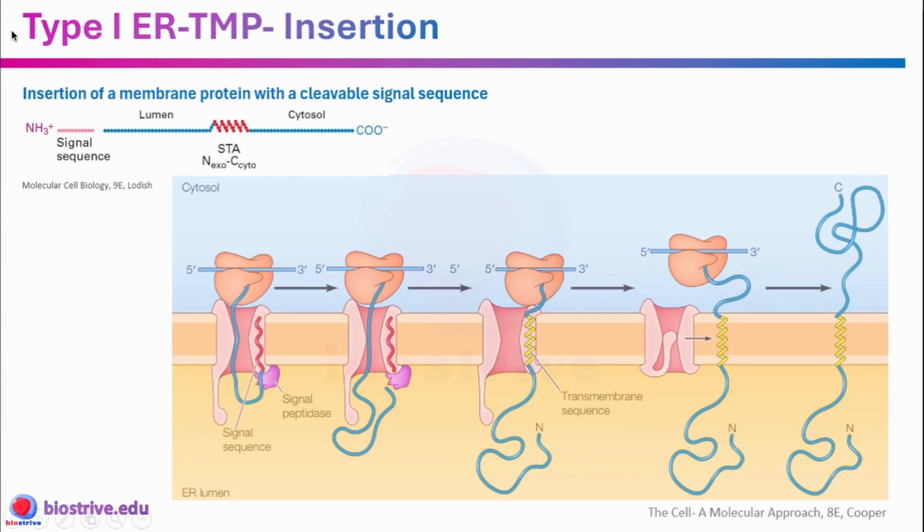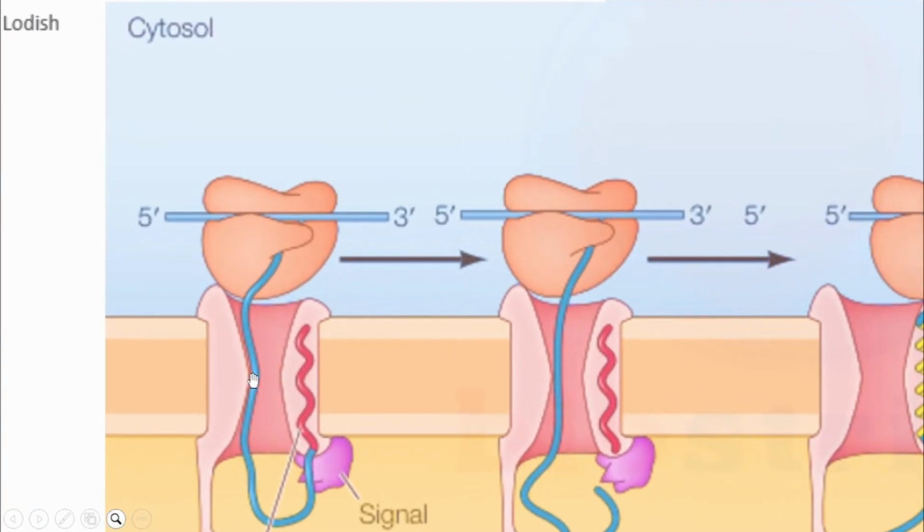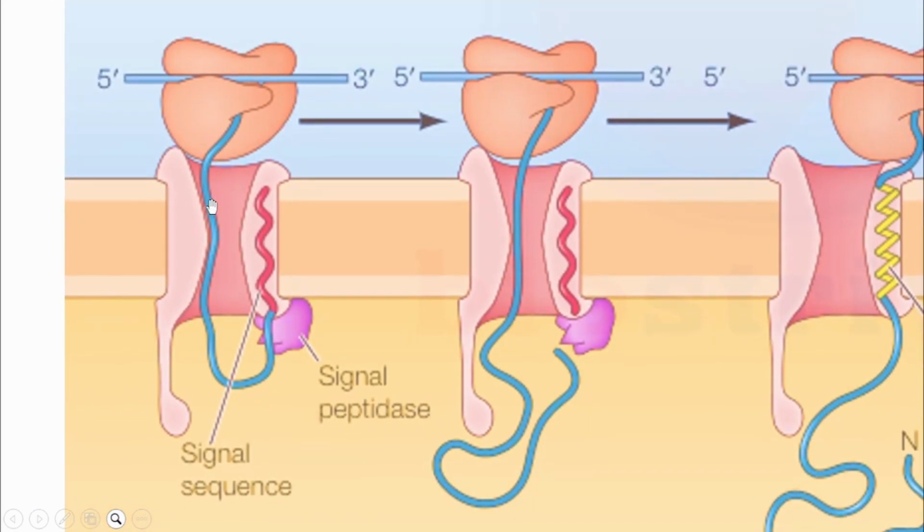Let's start with type 1 protein insertion. Here is the basic structural arrangement of type 1 proteins. It has a cleavable signal sequence. So let's look at the diagram itself. The ribosome is pushing the protein downward. The signal sequence is recognized by Sec61, allowing the protein to transfer into the lumen. There is a signal peptidase associated with Sec61. This signal peptidase will chop off this signal sequence.